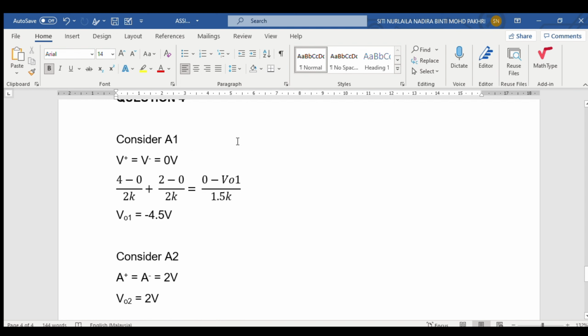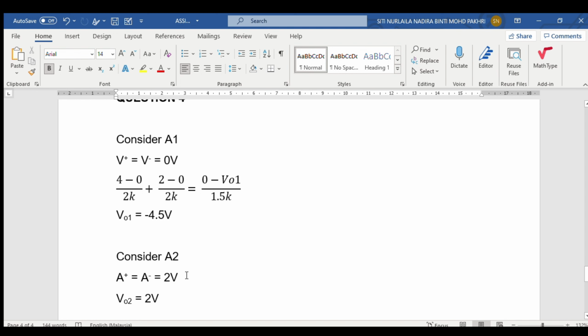For consider A1, the value for V plus is equal to the value for V minus, so the value is equal to 0 volt. And we need to substitute the value into this equation, and we will get the value for V01 is equal to negative 4.5 volt.